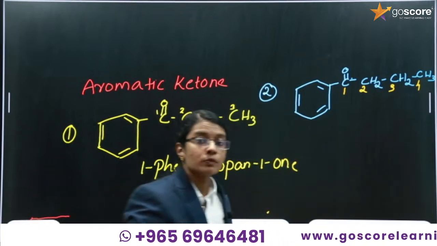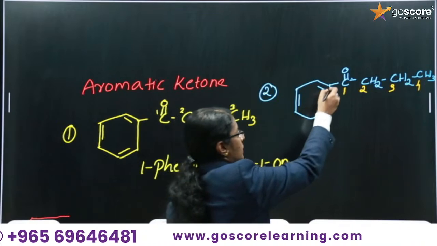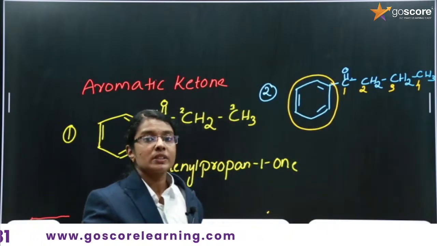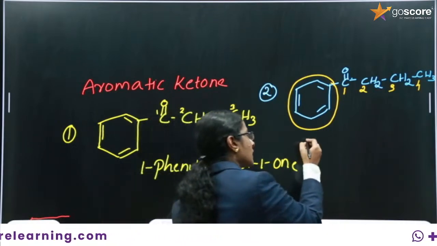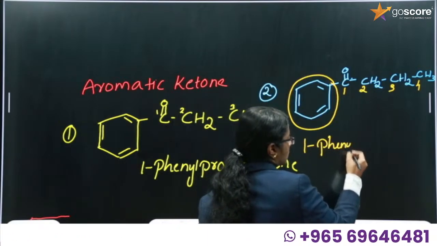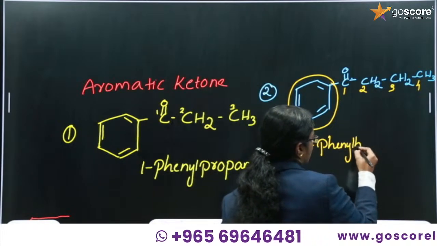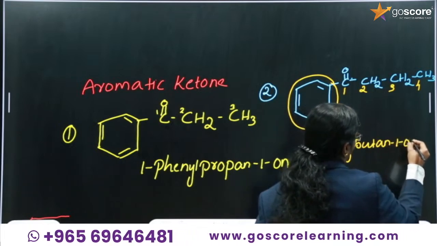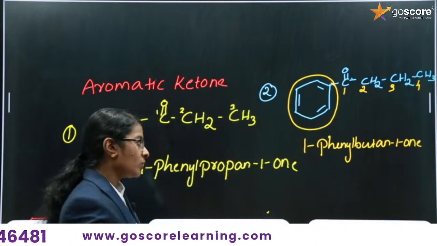When it is 4 carbon atoms, we call it butane. The phenyl group is considered as the substituent. When it comes as a substituent, we call it phenyl. So it is 1 phenyl butan-1-one. Is that clear for you?